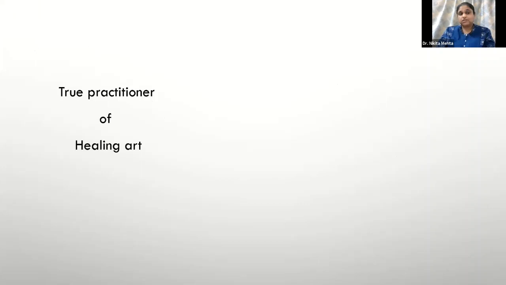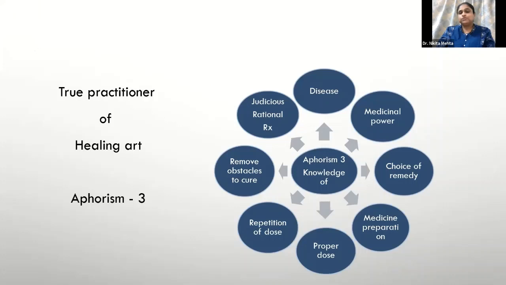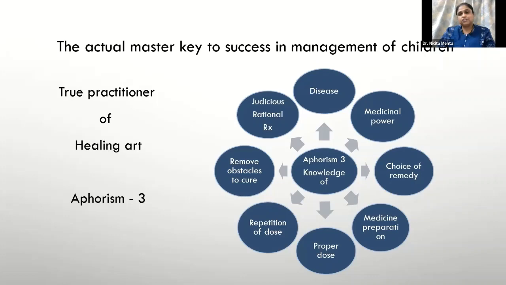The one who has knowledge of disease, medicinal power, choice of remedy, medicine preparation, doses, repetition of doses, how to remove obstacles to cure, and one who knows to give judicious, rational treatment. The thing we saw in all the three cases. And hence, the actual master key to success in management of children is nothing but this.